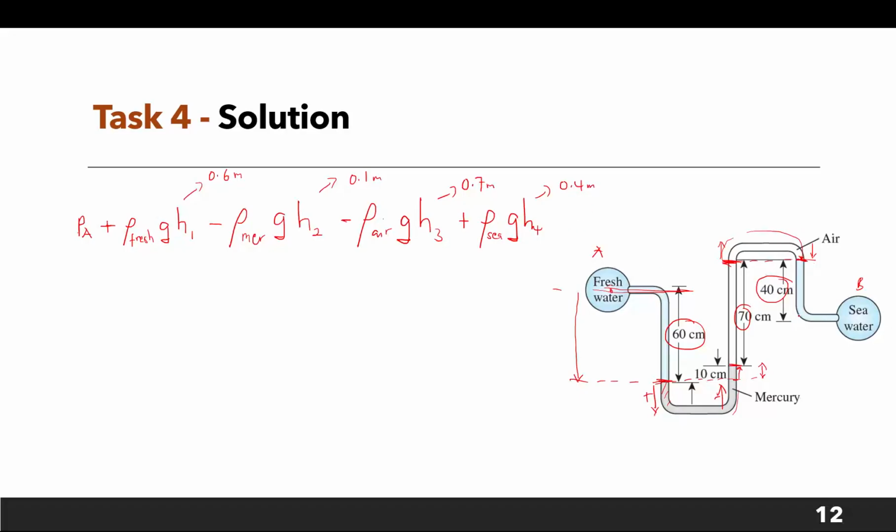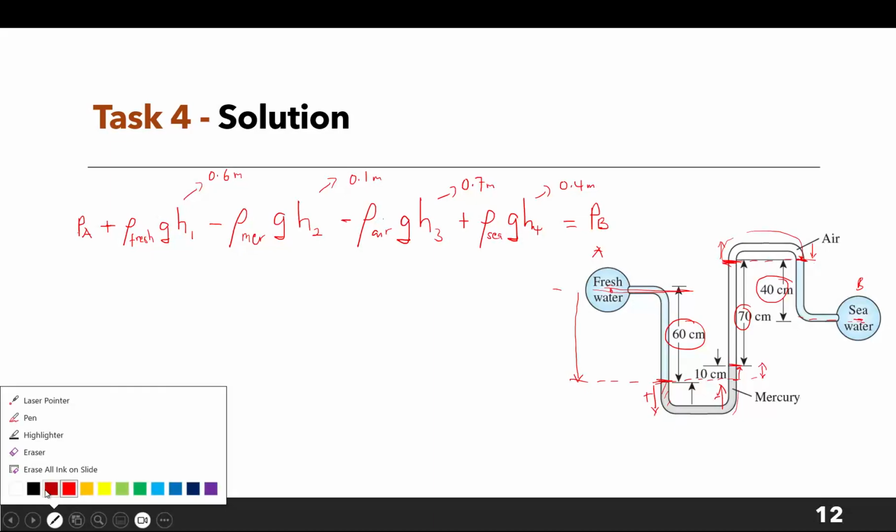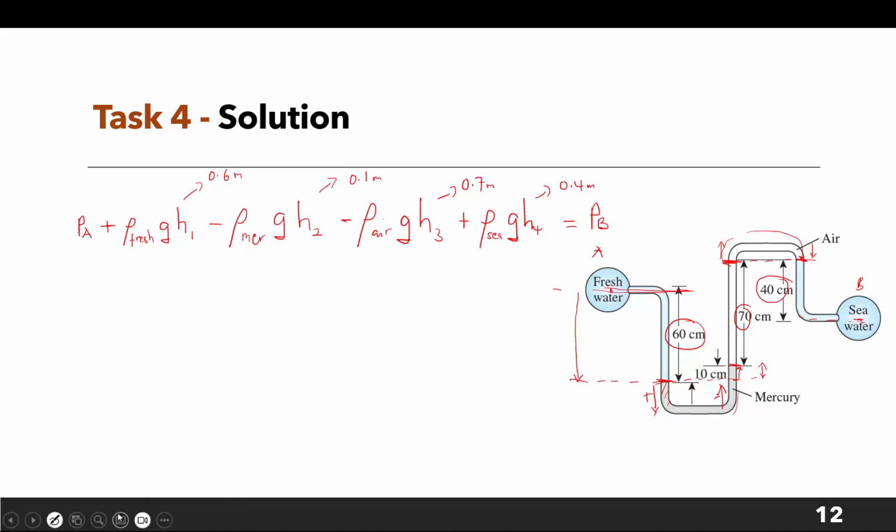Then we are at this point here at the pipe center. Remember, it's the same here, so we are at point B. So we just say equals PB. All right, so this is the analysis. Now they are saying that we should take out, or we should neglect, the air column.